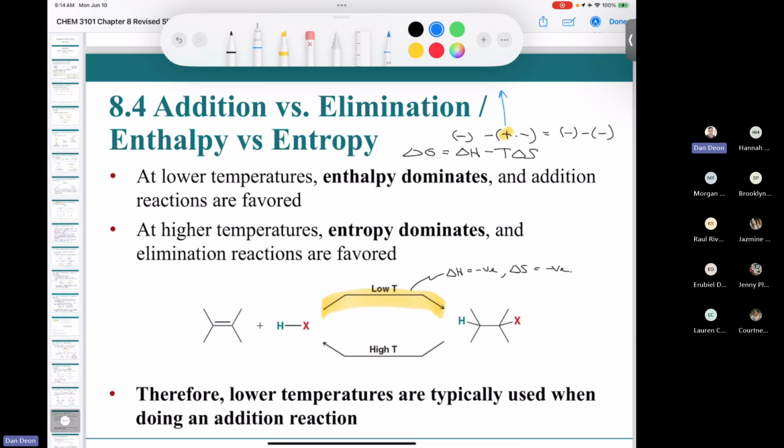Now, I'm never going to ask you to sit down and write me like a 10-page essay on this idea, but I think you should understand the concept. And at the very least, you want to know that at low temperature, addition is going to predominate, whereas at a high temperature, elimination is going to predominate.